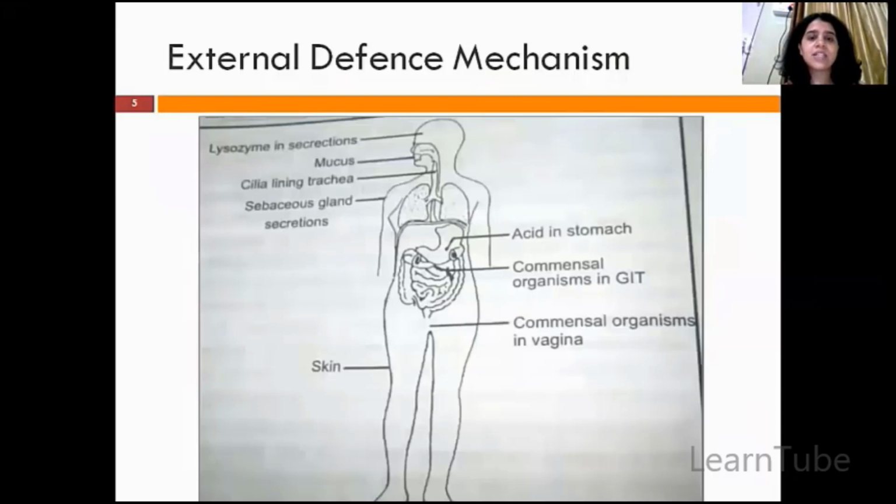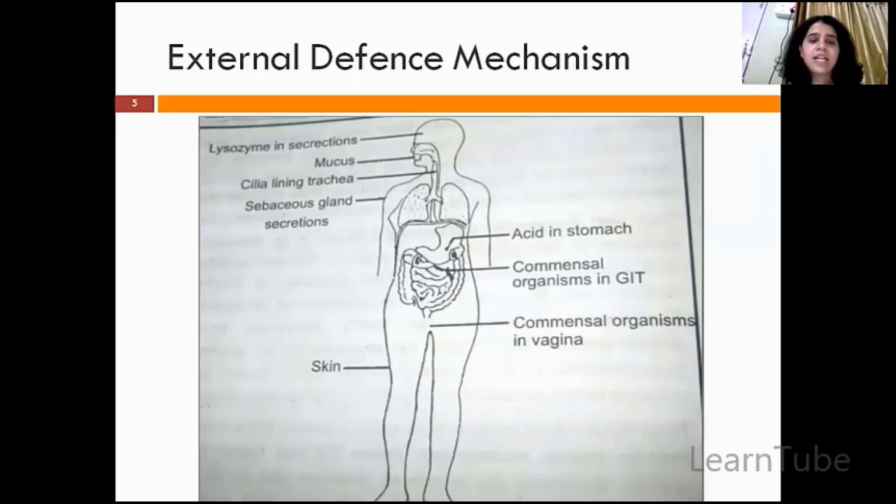Now here you can see the external defense mechanism. Right from the top of the body to the bottom, we will go one by one. Lysozymes are enzymes present in CSF, that is cerebrospinal fluid, and help the brain prevent infection from microbes. Then the mucous membrane, or the mucus which is secreted continuously in your mouth and also in your nose, helps in trapping any microbes present, and this mucus also contains lytic enzymes, so if any bacteria enters, they will be killed.